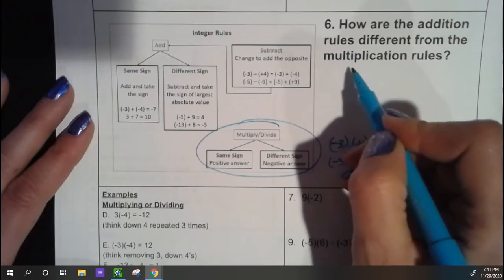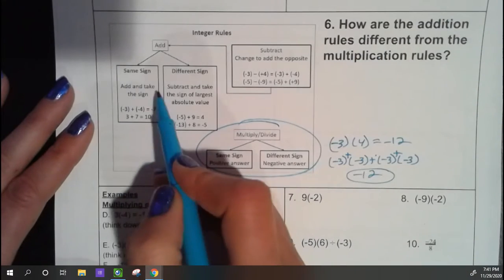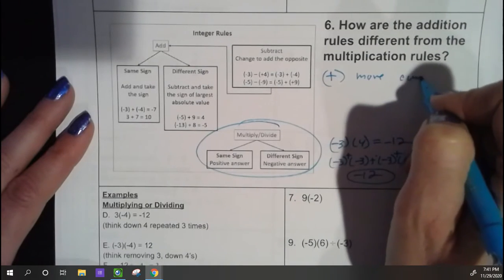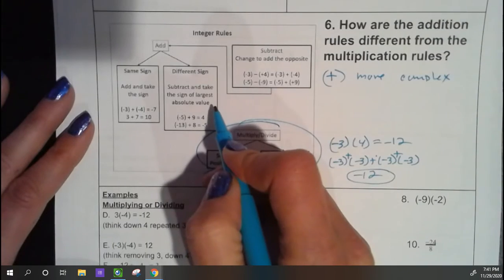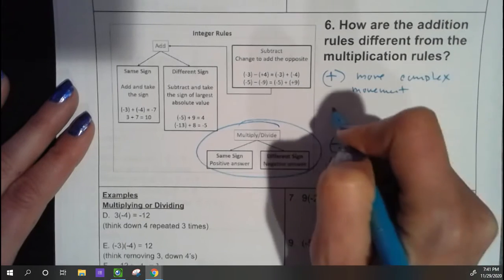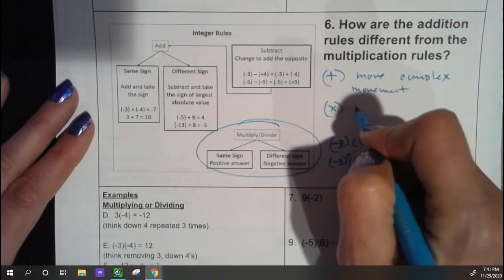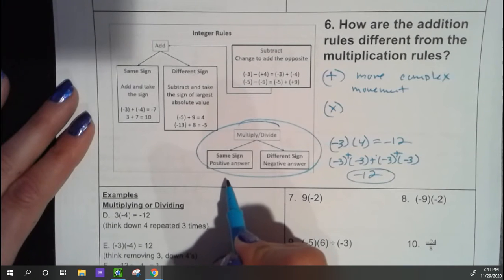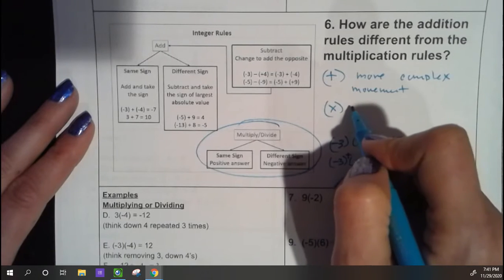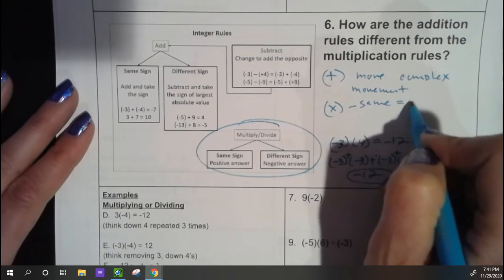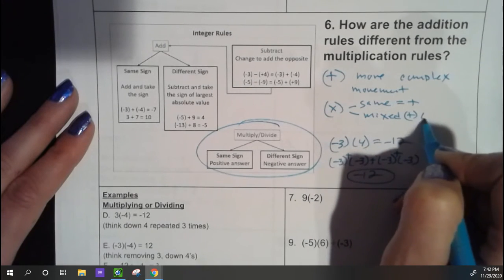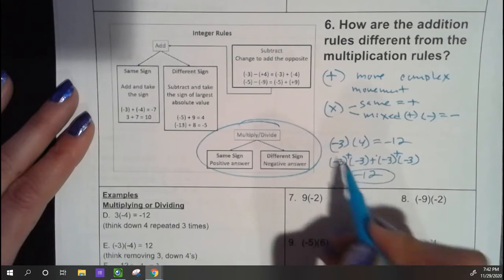How are the addition rules different from the multiplication rules? The addition rules are much more complex. You have to really be looking at the numbers and thinking about movement. Multiplying, we can just straight memorize. Same signs are going to be positive, different signs are going to be negative. So, same sign is always a positive, mixed signs of a positive and a negative will always give you a negative for this reason right here.